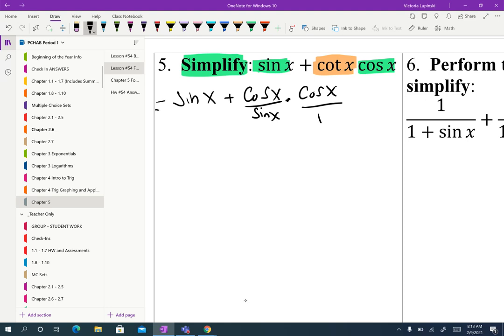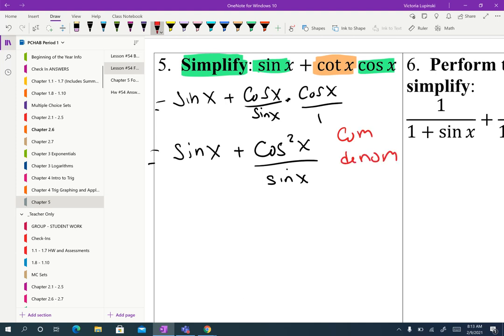I'm going to multiply the top times the top and the bottom times the bottom. So a cosine times a cosine gives me a cosine squared, and then a 1 times the sine gives me a sine. Again, maybe it doesn't seem obvious what the next step should be, but I want to actually add those terms, which I'm going to do with a common denominator. So this is sine over 1 plus cosine squared over sine. The common denominator of 1 and sine would be sine.